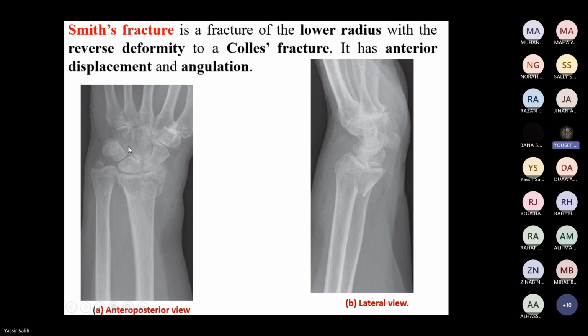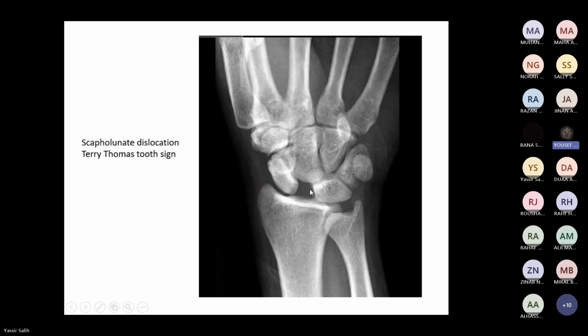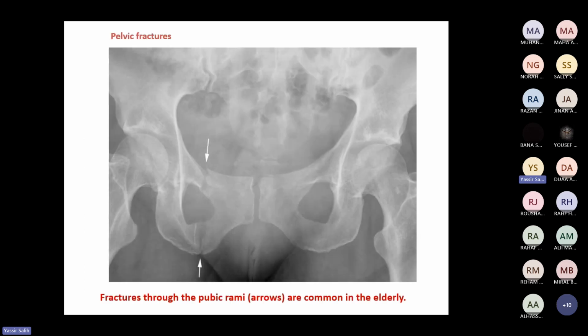Yes, there is a space between the scaphoid and the lunate. There is increased space between the lunate and scaphoid, but this is due to scapholunate dislocation. There is a dislocation. This sign is called the Terry Thomas sign, like the actor who had a gap between his teeth, as if one of his teeth is absent. So this sign, the Terry Thomas sign, indicates there is a rupture of the ligament between the scaphoid and lunate: scapholunate dislocation.